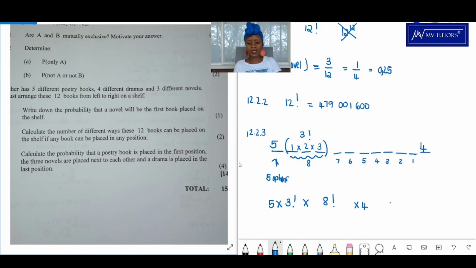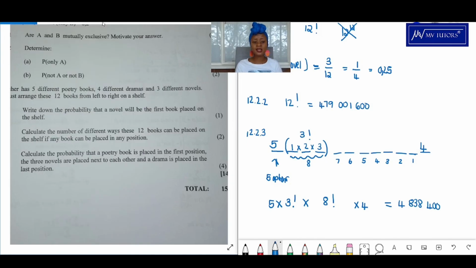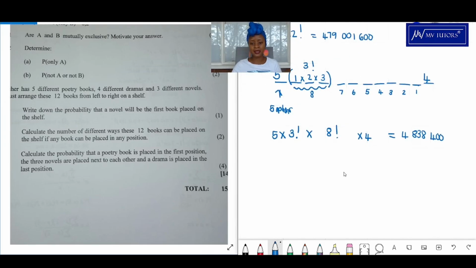So the number of ways those can be arranged, let's check on the calculator. So we have 5 times 3 factorial times 8 factorial times 4. Okay, and we have an answer of 4,838,400. But they didn't ask us for the number of ways this can be arranged. They asked us to calculate the probability that you can place the books in such a manner. So we're not done.